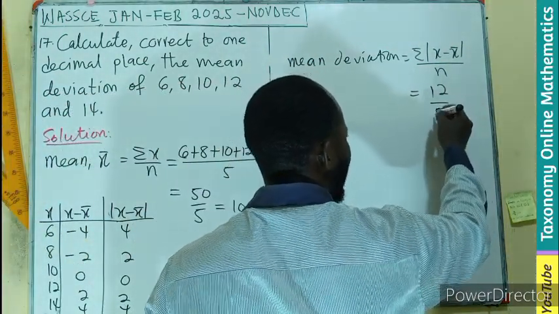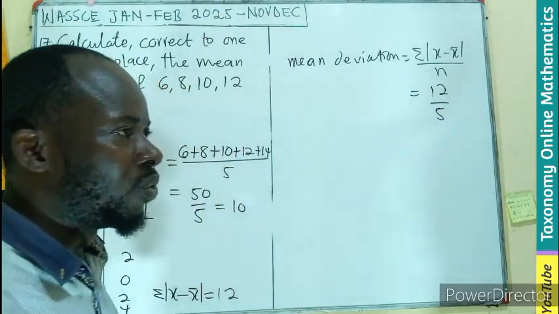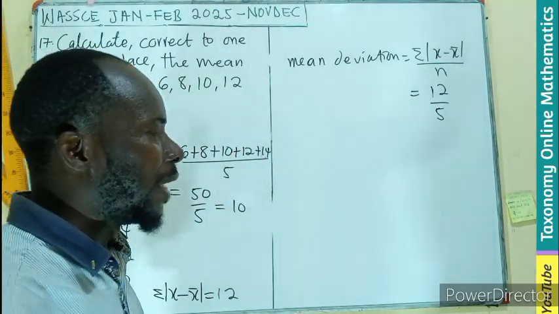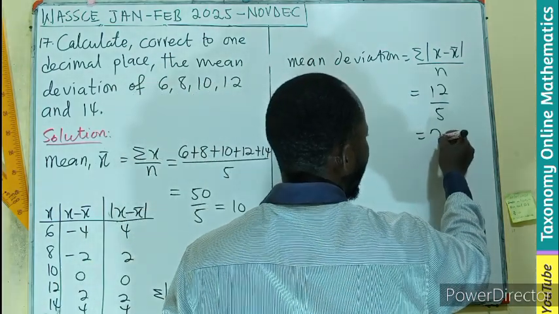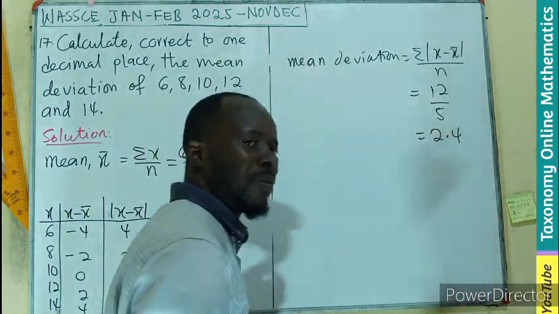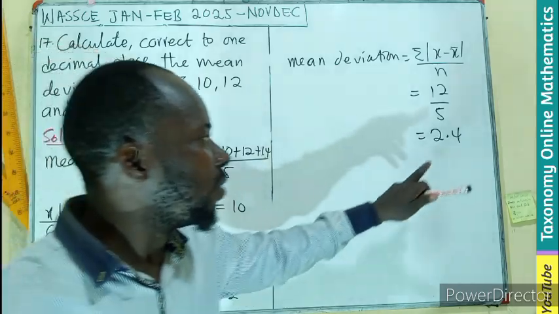So now our mean deviation is the value we are having here as 12 divided by the n, which is 5. 5 will go into 10 two times, then 0.4. So we have 2.4, one decimal place. So the mean deviation is going to be this.